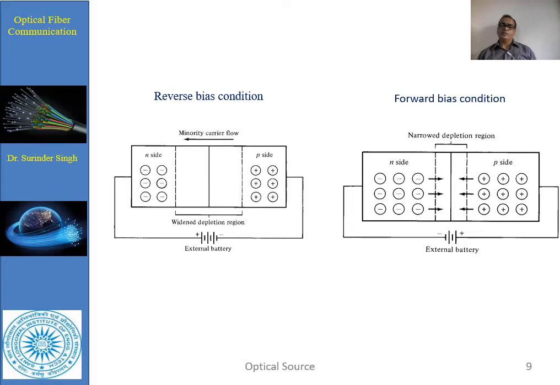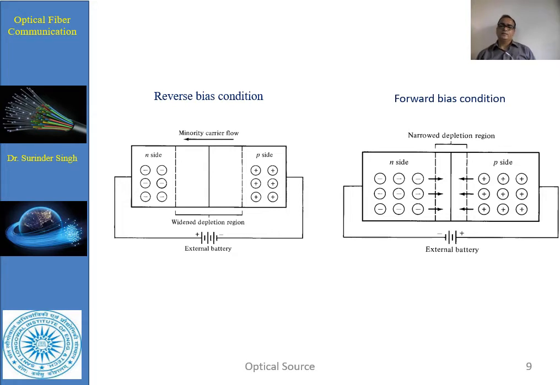Now in the other case, if we forward bias the device, N is connected to the negative of the battery, and P is connected to the positive of the battery. In that case, the electrons are crossing the barrier, and holes also try to cross the barrier. There is a certain amount of barrier potential that is equal to the amount of this external battery. So in this case, there is a flow of basically majority carriers, and the depletion region becomes narrow as compared to the previous one.